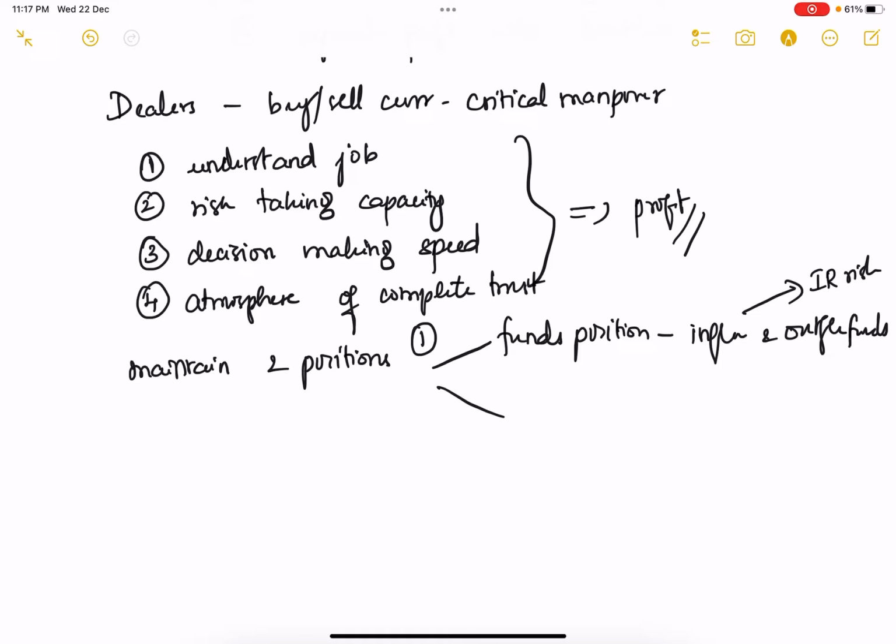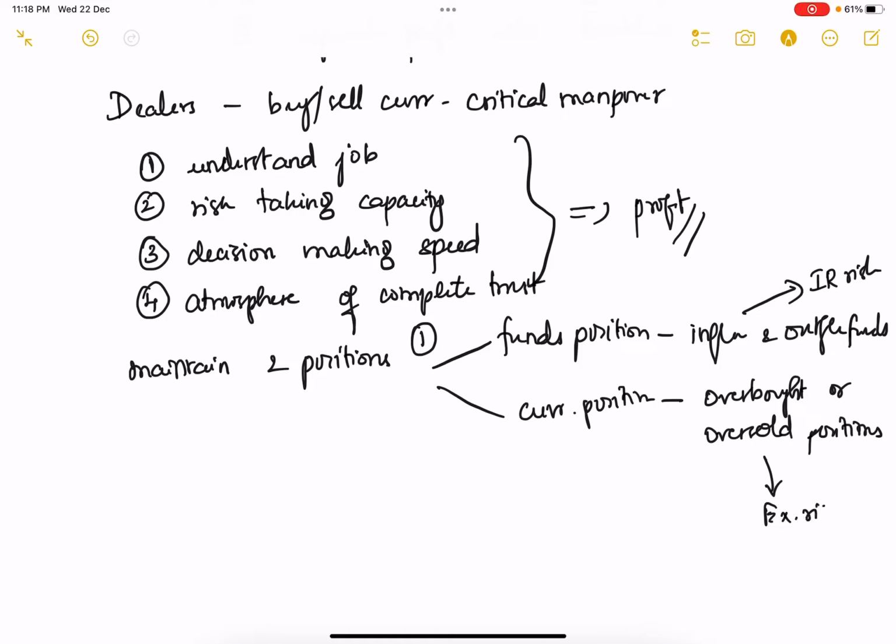The second position which a dealer has to maintain is the currency position. This deals with the overbought or oversold position of currencies. This position mainly arises after a merchant or interbank transaction, and if there is any mismatch in currency position, it will lead to exchange risk.